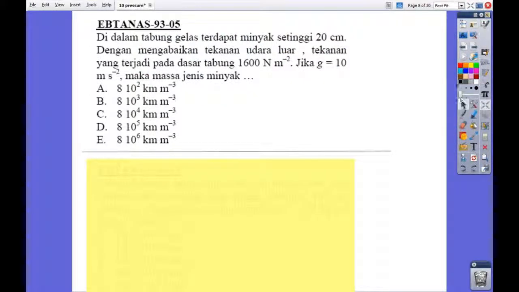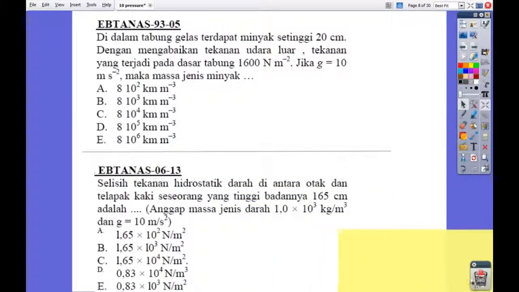Next, this one is classwork. So you can write it down and answer it in your notebook.